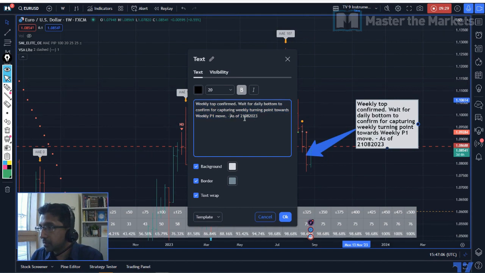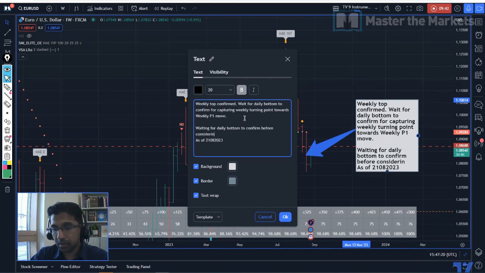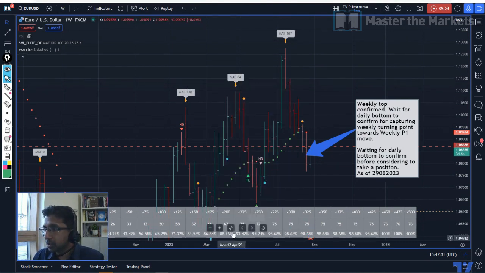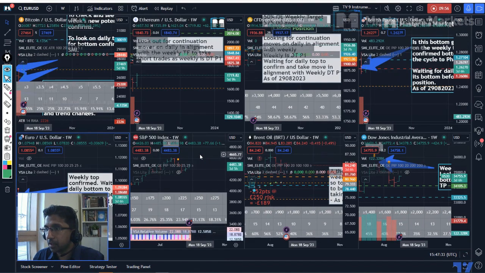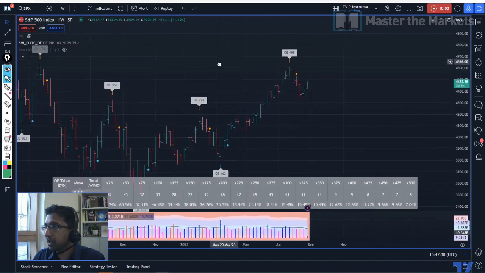Waiting for daily bottom to confirm before considering taking a position as of 29 August 2023. Okay, that's good. That's on euro dollar. Now going and taking a look at S&P.